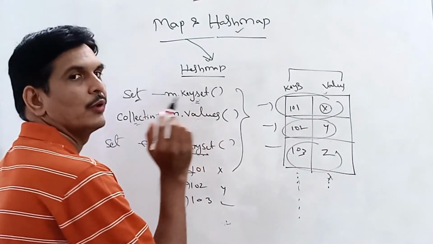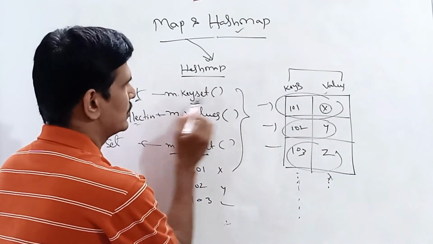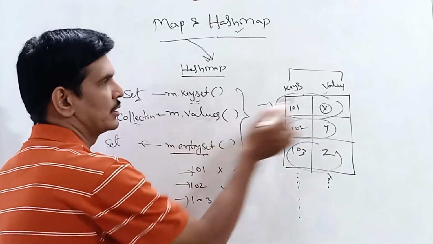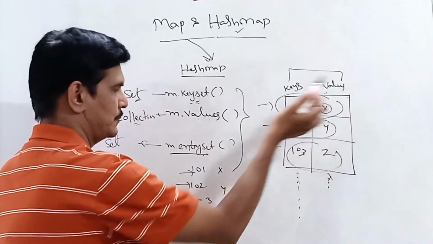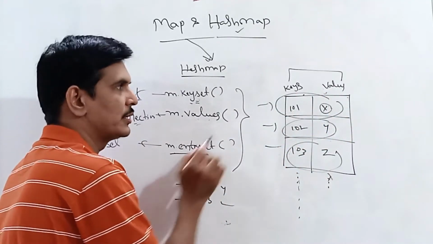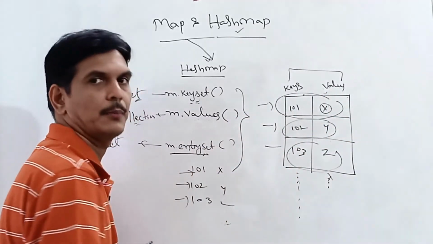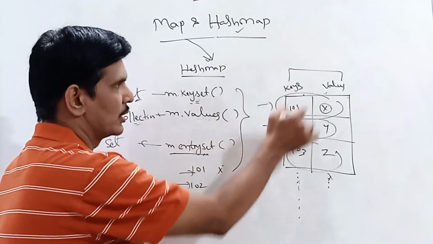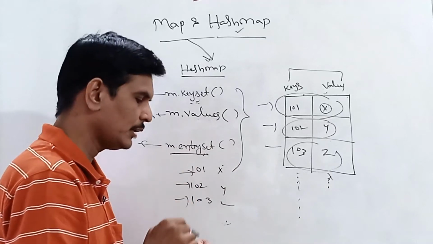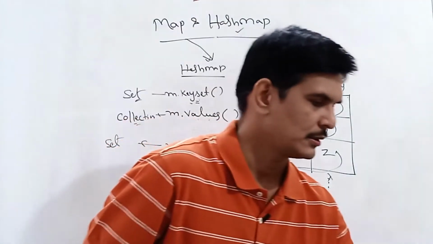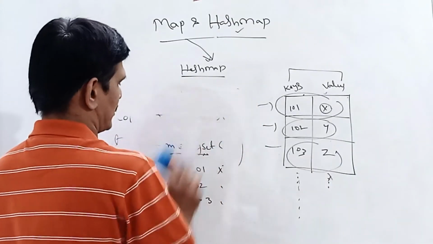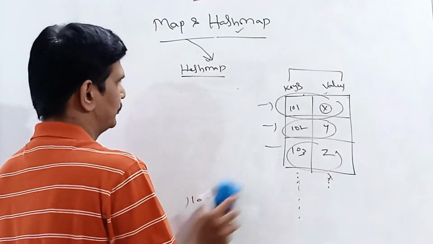Let me repeat once again. keySet is a method which will return all the keys from the hash map. Values is a method which will return all the values from the hash map. entrySet is a method which will return each entry from the hash map. These are the additional methods with which we can work with keys and values separately. Now apart from this, we have something called the Entry interface. Let me discuss this.